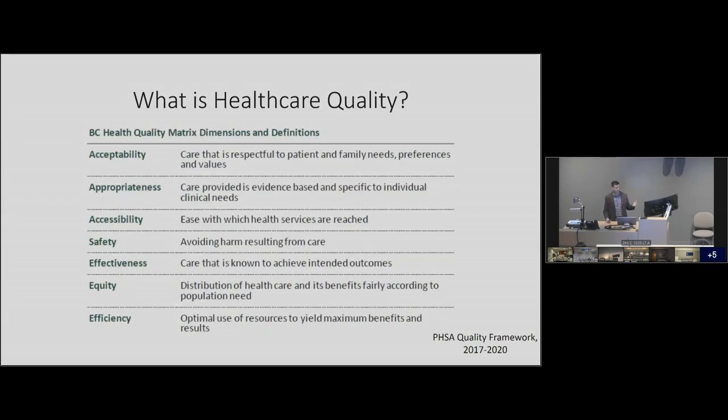So in the acceptability domain, care that's respectful of the patients, one of the examples is, are we doing bedside rounds? Are we presenting cases in front of patients? Appropriateness, care that is evidence-based. Are we using certain protocols to ensure that evidence-based care is being provided? Accessibility ties into wait lists. Safety ties into infection control. Effectiveness ties more into the protocols and evidence-based care. Equity into social determinants of health, and efficiency into things like costs. So this is one way where we can tangibly measure, are we developing high quality care or not?